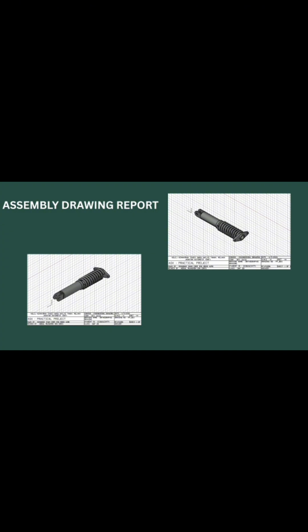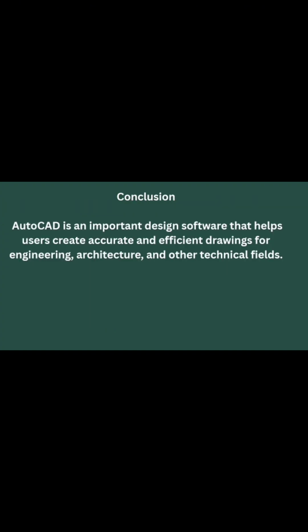This is the assembly drawing, combining all the parts into one complete suspension system. It shows how each component connects and works together. In conclusion, AutoCAD is a very important tool for engineers and designers. It helps us create accurate, efficient, and professional drawings for both 2D and 3D projects.